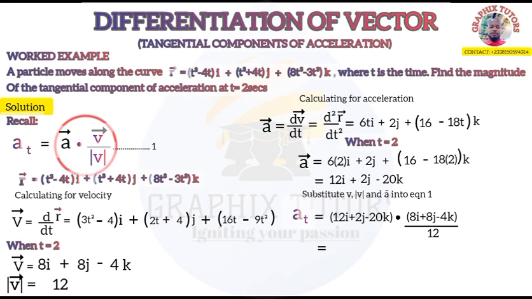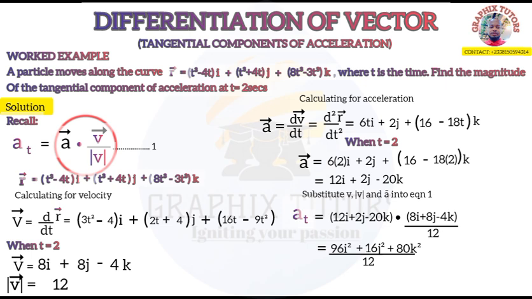So 12i times 8i will give us 96 i squared, because i times i is i squared and 12 times 8 is 96. So 2j times 8j will give us what? 16 j squared, because 2 times 8 is 16 and j times j is j squared. Then minus 20k times minus 4k is what? Plus 80 k squared, because minus and minus is plus. 20 times 4 is 80 and k times k is k squared, all divided by 12.